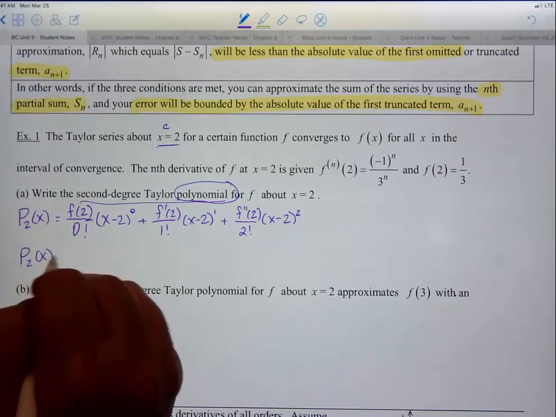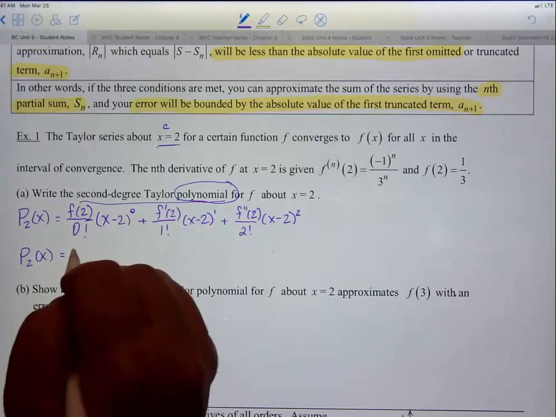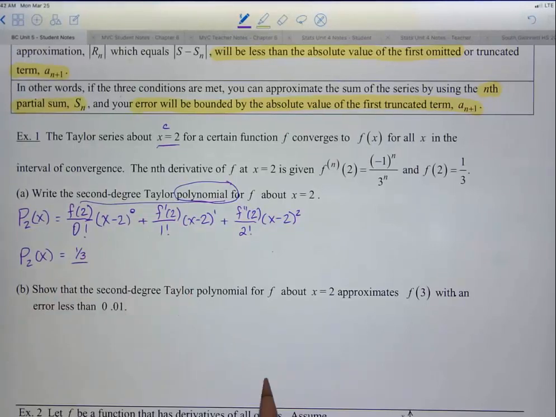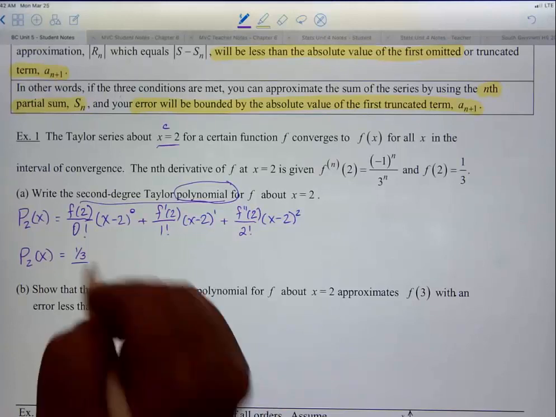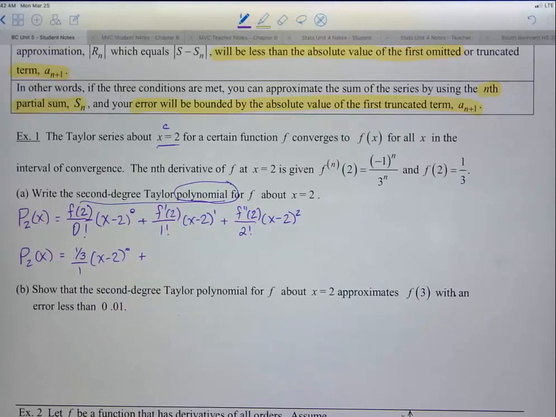P2 of x equals, do I know what f of 2 is? What do they tell me? 1/3. So 1/3 over, what is 0 factorial? 1 times (x minus 2) to the 0. Now, if you want to start cleaning up, you could start cleaning up. I'm going to go ahead and write it all out for those who need to see it. All right?